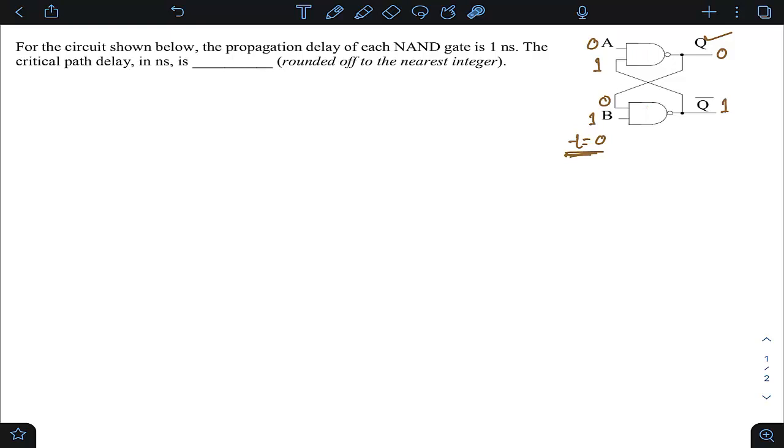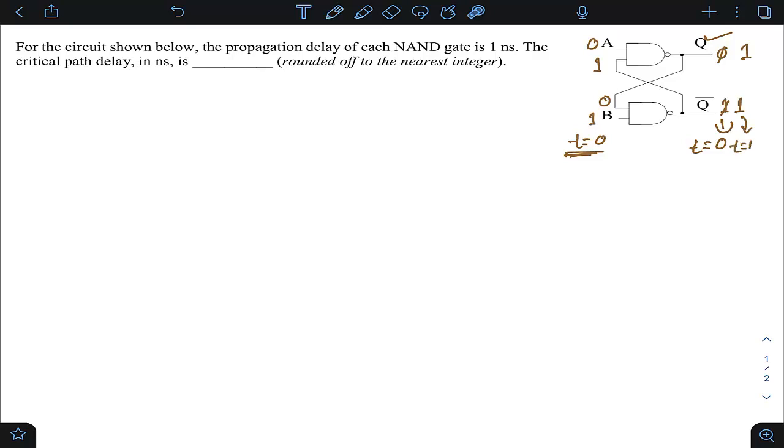At what time? At t equals 1 nanosecond. At t equal to 1 nanosecond, this state which was 0 earlier, with 0, 1 processed, will be 1. This state which was 1 earlier, with 0, 1 processed, will again be 1. So this is the situation at t equal to 0 when I have applied the inputs. Now the state has changed to 1, 1, and this is the situation at t equal to 1 nanosecond.